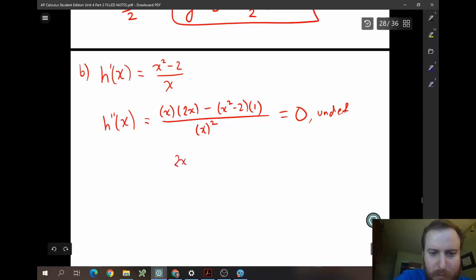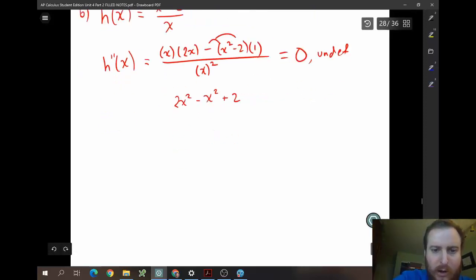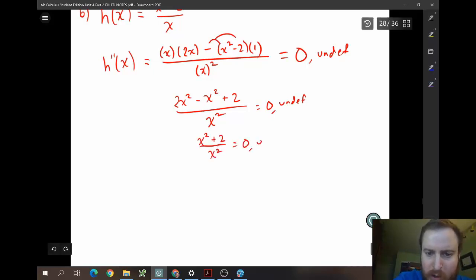So we get 2x squared minus x squared plus 2, because we're going to distribute that negative, all divided by x squared. Again, we're setting this to 0 and undefined. So this will become 2x squared minus x squared is x squared plus 2, divided by x squared, equals 0 and undefined. So we're going to set both the numerator and the denominator to 0.